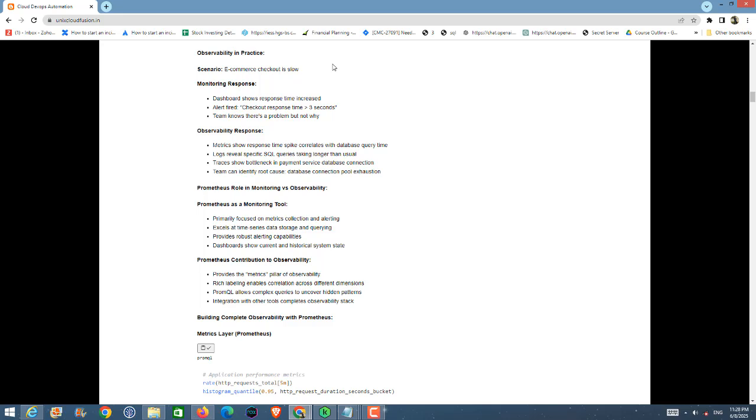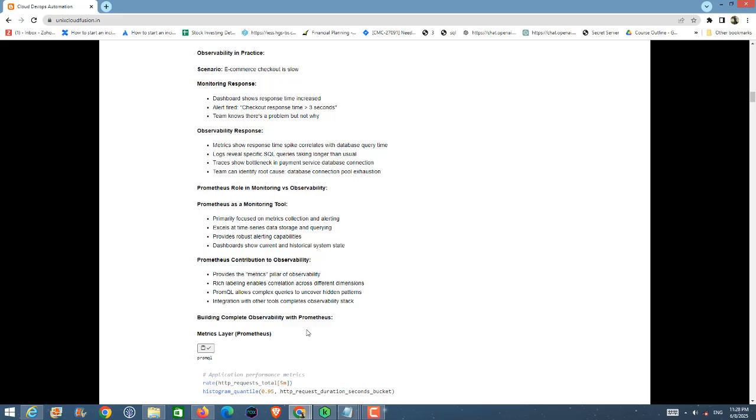And then you can run PromQL, which allows you to do complex queries to uncover hidden patterns. Using PromQL, I can write a complex query through which I am able to query a large set of data. It returns the result, which is not possible in traditional monitoring. And it allows us to integrate with other tools, which completes our observability set. So that's how Prometheus contributes to observability, which is pretty important for us.